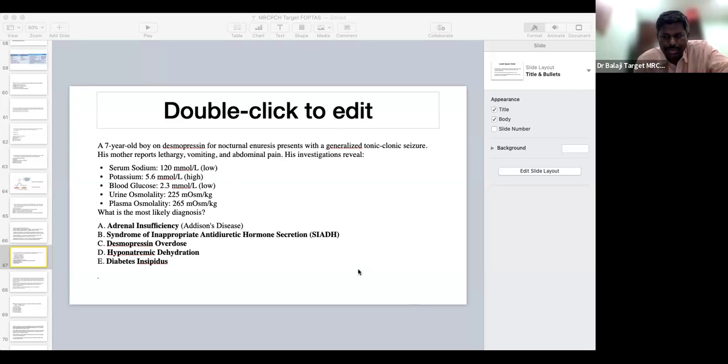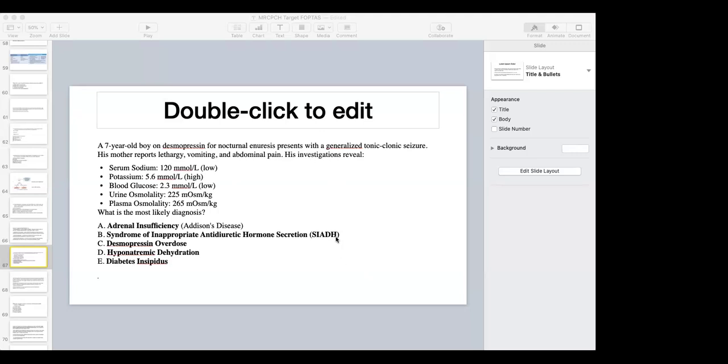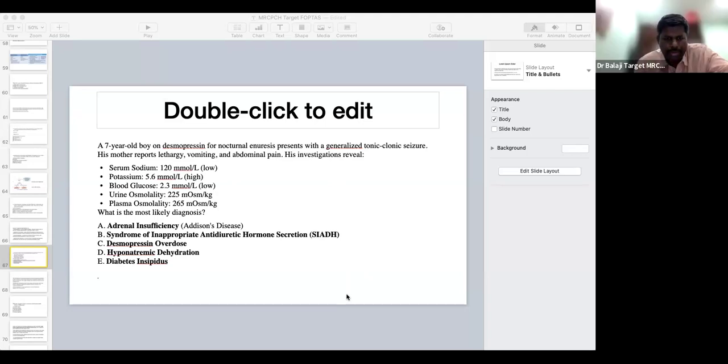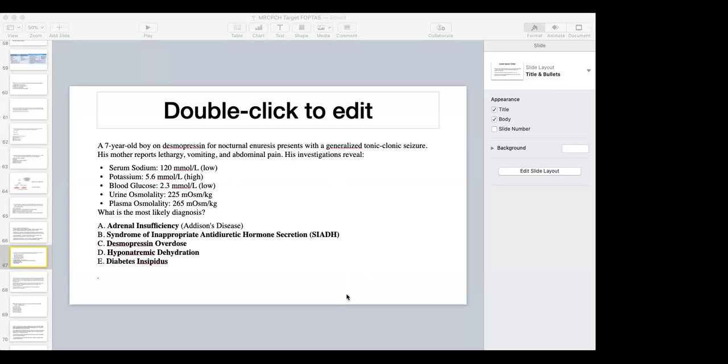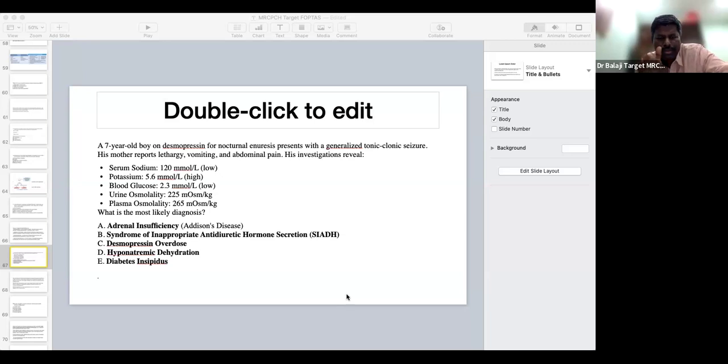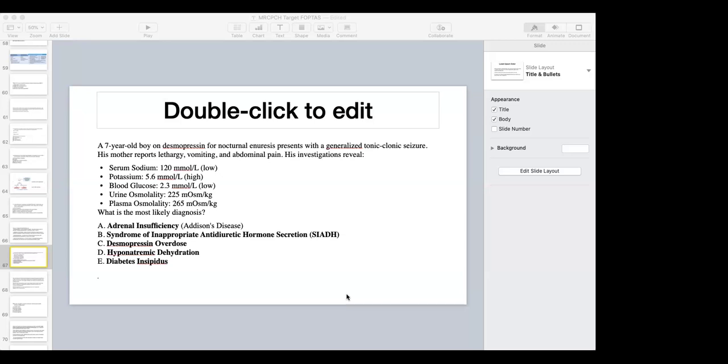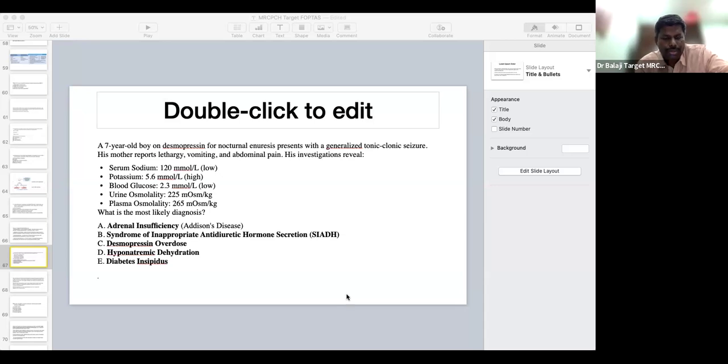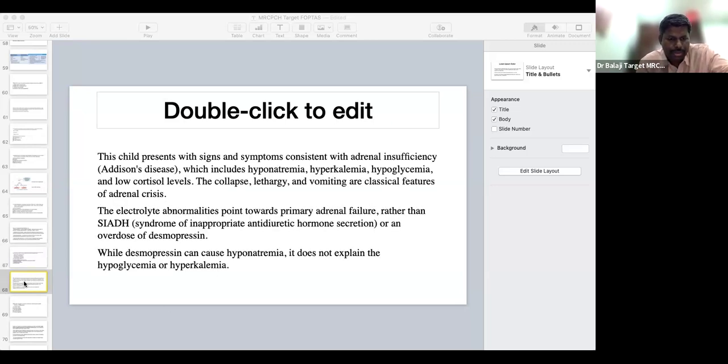Dr. Indra, what made you think so? Sir, along with lethargy, vomiting, abdominal pain, blood glucose is also low, sir. Yeah, blood glucose is low and potassium is high. Sodium and potassium are going in the opposite direction, so mineralocorticoid is affected. And you have glucose also low, so glucocorticoid is also low. So I think the overall adrenal is damaged. So it's Addison's disease. Okay. So that's good.